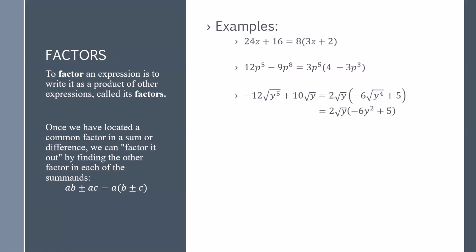Third example, negative 12 root y to the 5 plus 10 root y. Since root y to the 5 is root y, 5 times, we can factor out root y. And then 12 and 10 both have a factor of 2, so we can factor out 2 root y. In the first term, we're left with negative 6 root y to the 4, and in the second term, just a 5. Simplifying the root y to the 4, we end up with 2 root y times (negative 6y squared plus 5).